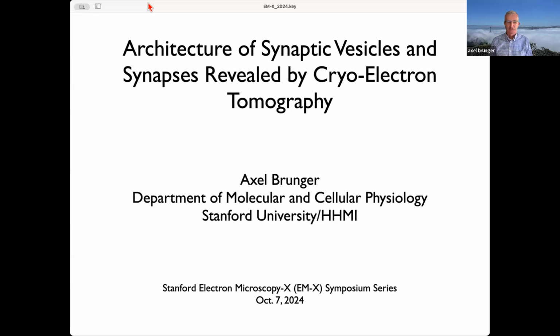So as Hua mentioned, I'm going to tell you about some of our recent work on imaging synaptic vesicles and synapses by electron microscopy and cryo-electron tomography.